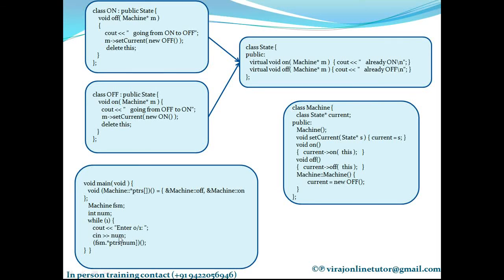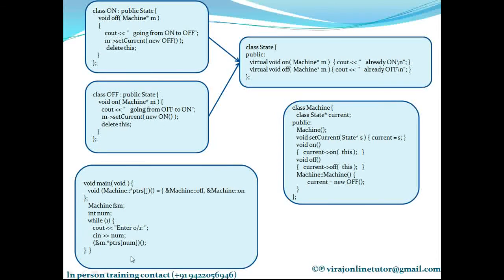Now if user types 1, then I'm calling the machine's on function. The machine's on function will call the on function of the off class. So the on function of the off class will print on the screen I'm going from off to on, and I'm setting the current state to on now. So now the machine's current state is on.